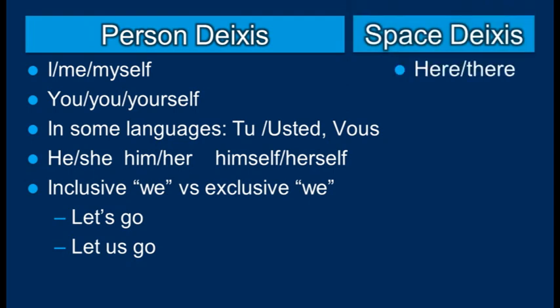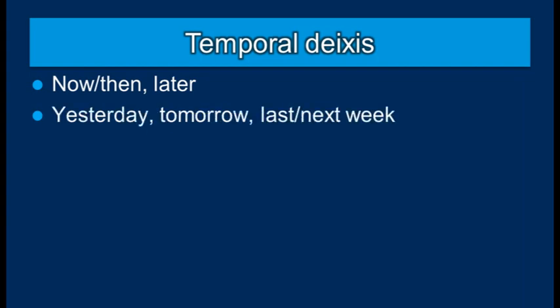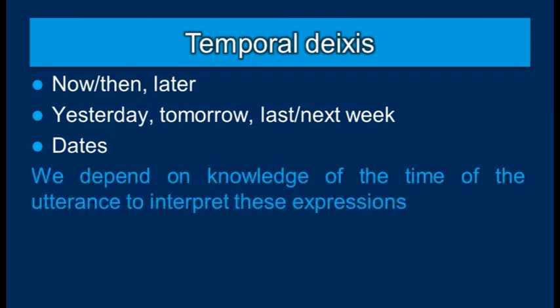Concerning space deixis, we can find the distinctions between here and there, come and go, this and that. Finally, temporal deixis can be indicated with now, then, later, yesterday, tomorrow, last, next week, specific dates, and it is important to mention that we depend on knowledge of the time of the utterance to interpret these expressions.